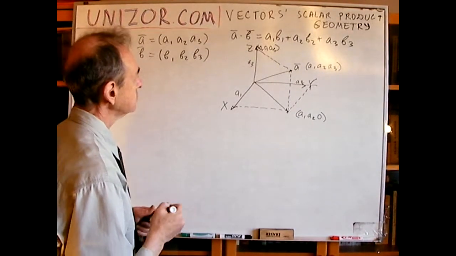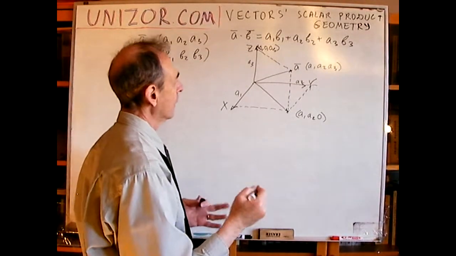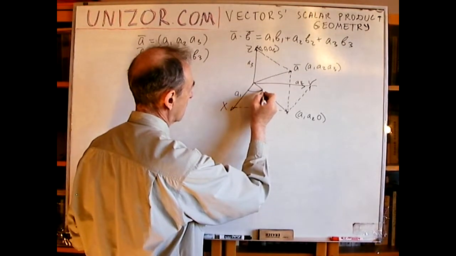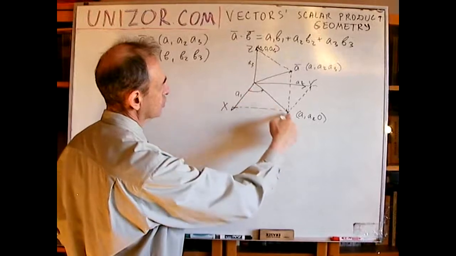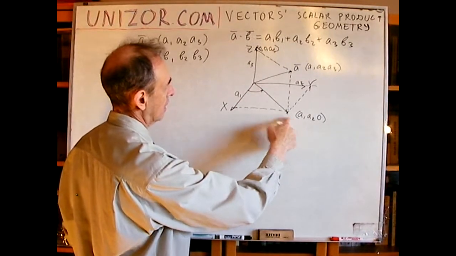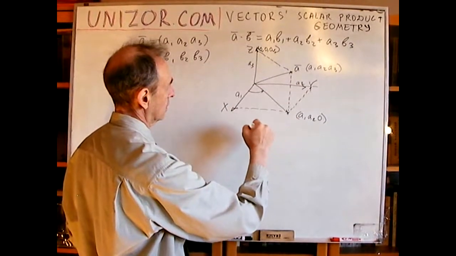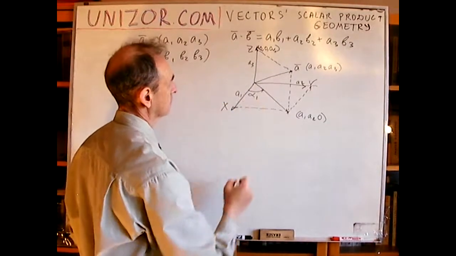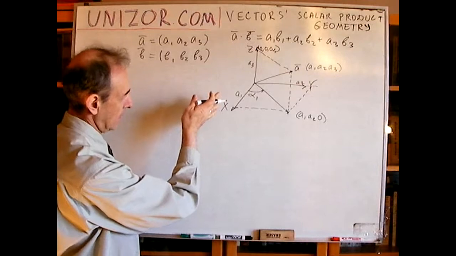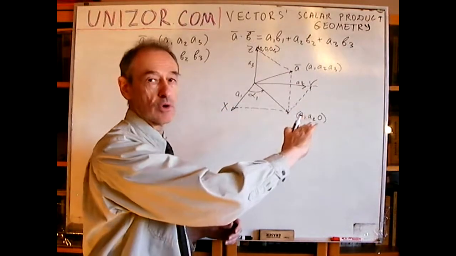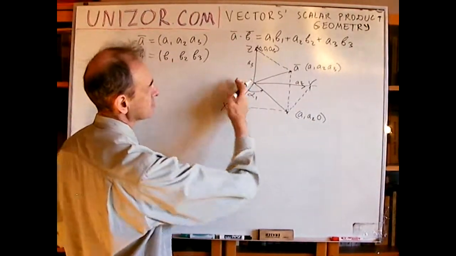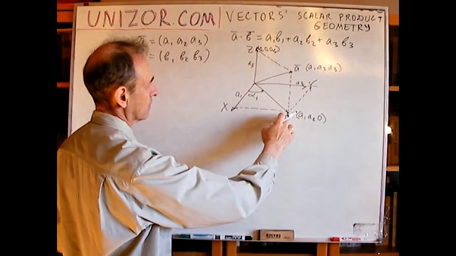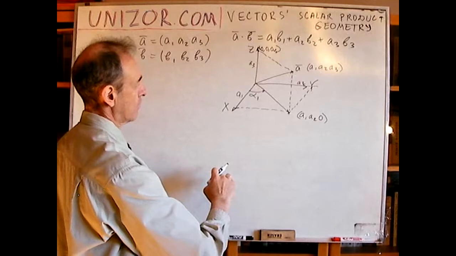Now, let's have two angles. The angle number 1 would be from the x-axis to the projection on the xy plane. And let's call it alpha 1. This is a horizontal rotation from the x-axis to the projection of the a vector onto the plane, on the xy plane.